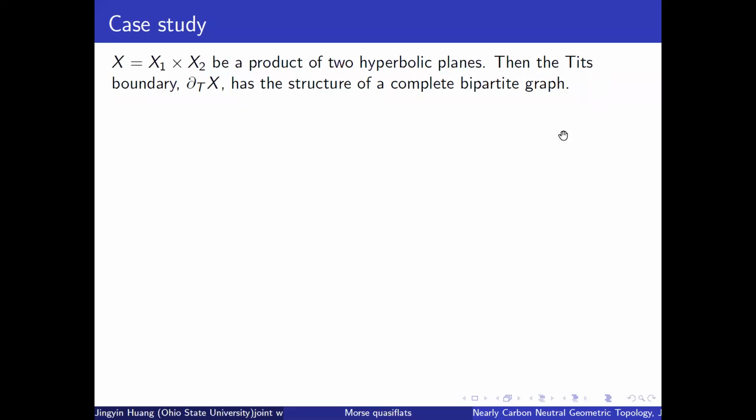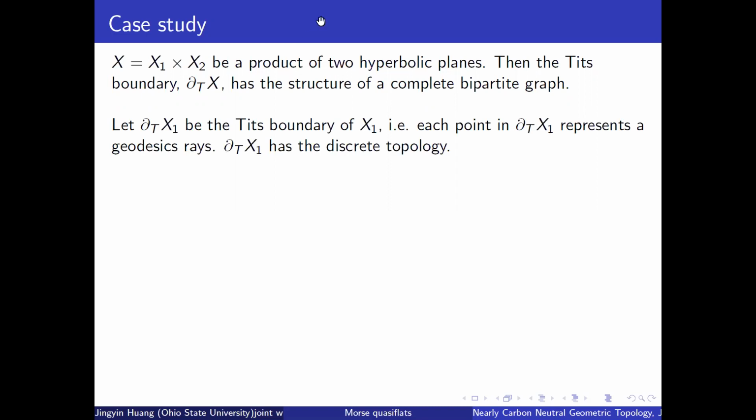Let's take X to be a product of two hyperbolic planes, and let's try to look at examples of Morse quasiflats in this space. So first, notice that the T boundary of this space is basically a complete bipartite graph, more precisely. Let's look at the T boundary of X1. Each point is represented by a geodesic ray in X1, and the T boundary of X1 has the discrete topology because X1 is hyperbolic. And the similar thing holds true for the T boundary of X2.